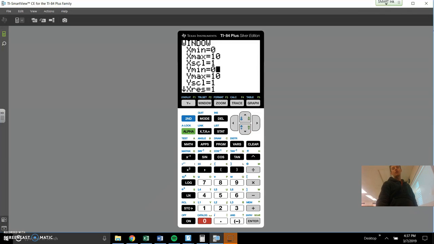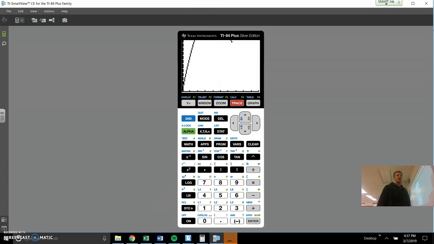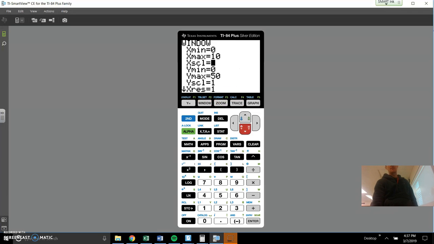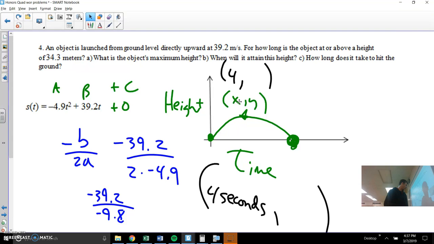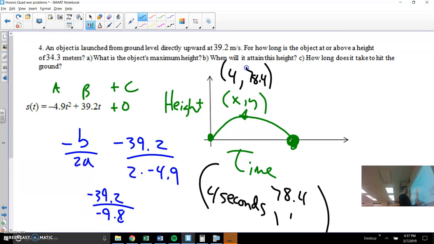I don't care about it going below the ground, but I don't know how high it goes. Let's start with 50. I still don't see the top, so I may change the 50 to 100. Now I see exactly what I want. Because we already did negative b over 2a, I can put in 4, and I see that max height is 78.4. So in 4 seconds, it'll reach its max height of 78.4, and in this problem, it's meters. So this is your maximum: 4 seconds to reach 78.4.